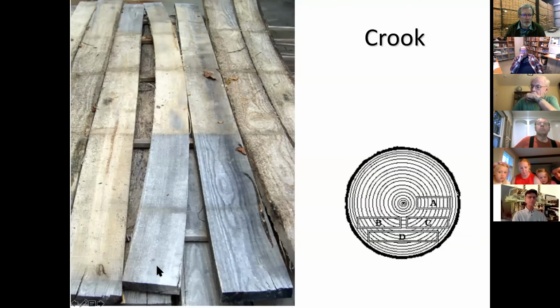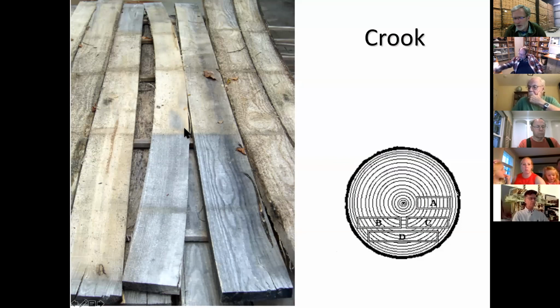Crook, you can see this wonderful pine here, or this might be some of that ailanthus. This is called crook, where it bends to one edge. Crook is caused by the same thing. It's either juvenile wood or tension wood. This edge contains the juvenile wood or tension wood and shrinks up to 10 times more than the opposite edge.